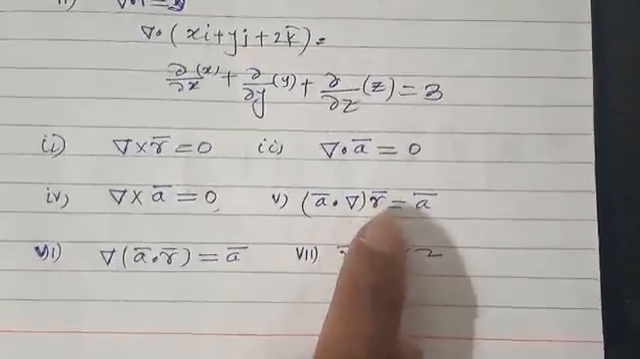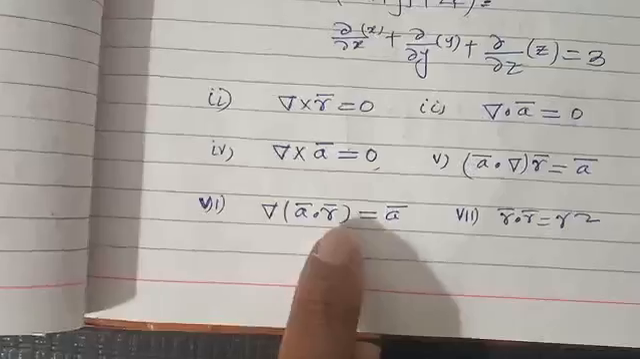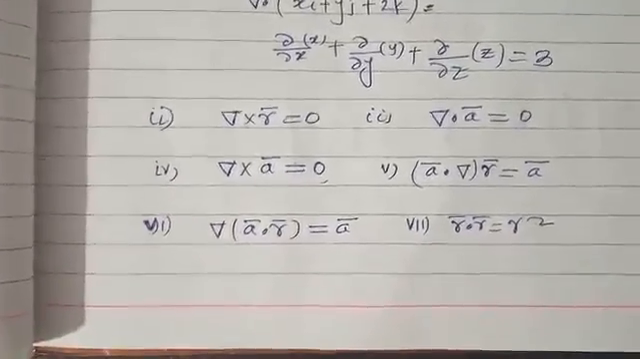A bar dot del r bar equals a bar. Gradient of a bar dot r bar equals a bar. And r bar dot r bar is equal to r square.